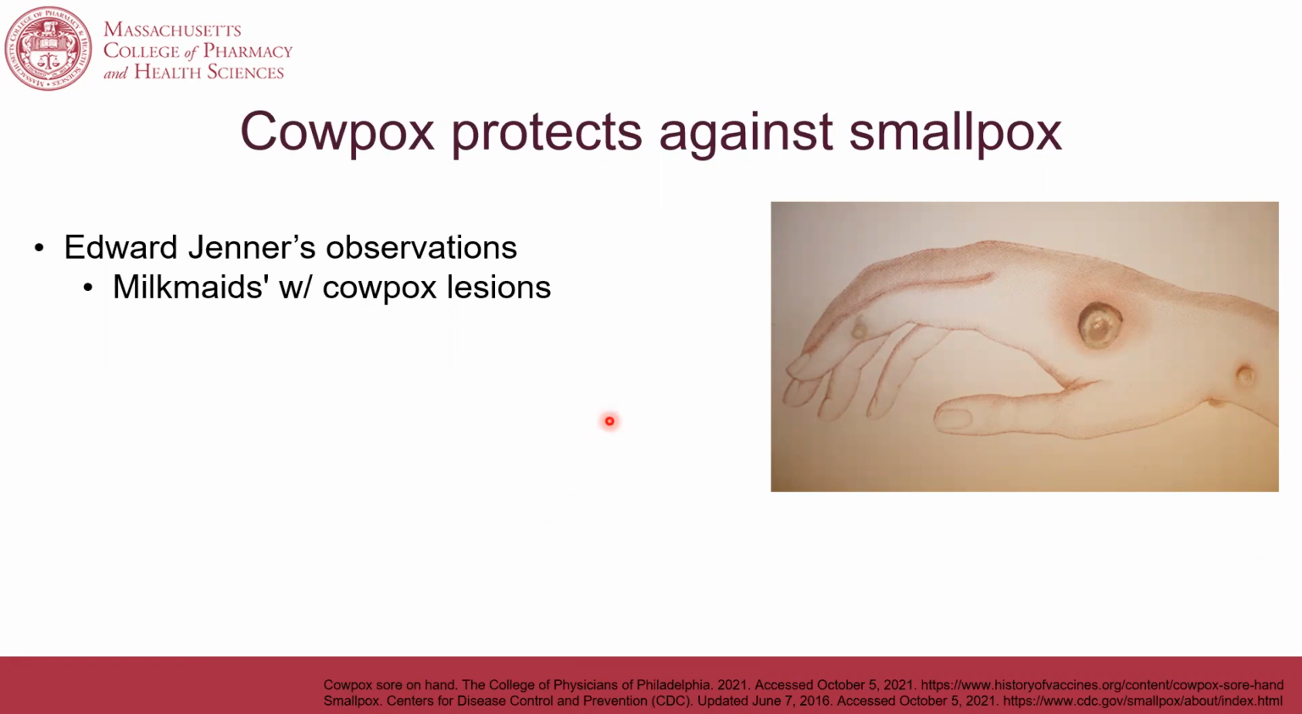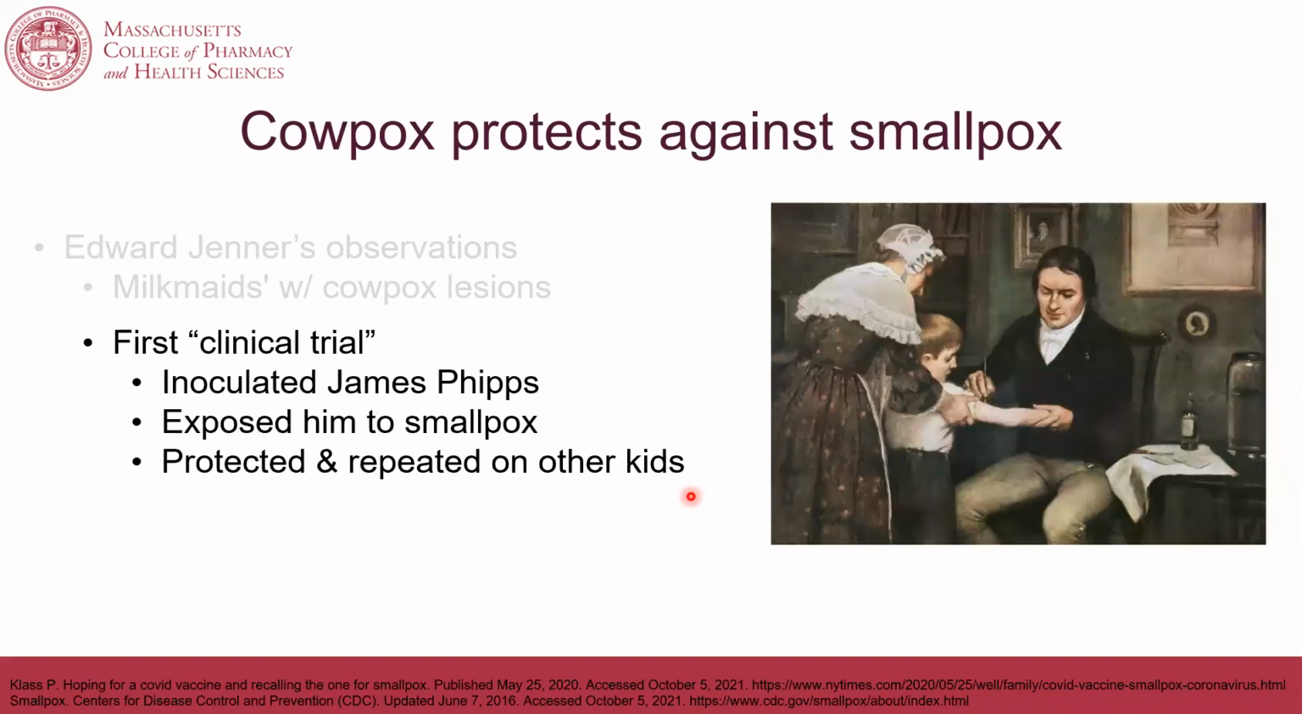But in this case, we have Edward Jenner, who made the first observation where milkmaids developed cowpox lesions on their hands. And he noticed that these milkmaids, who developed these lesions on their hands from milking the cows, were immune from smallpox. And so Edward Jenner was the first person to postulate that if we could use the technique of variolation with the cowpox virus, we could potentially protect people against the variola virus that causes smallpox. And so he was the one who essentially created the first clinical trial.